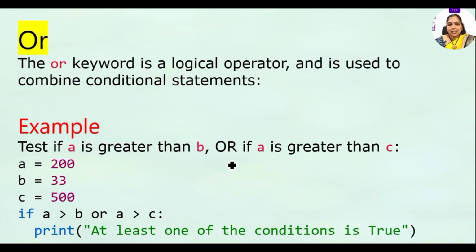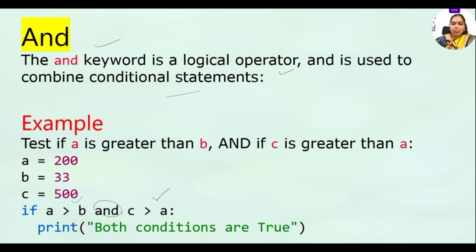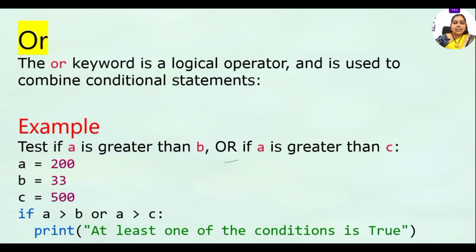Next logical operator is the OR. If you want to use the OR operator: for the AND operator, both conditions have to be true, then only you will get the true statement. For the OR operator, if any one of the conditions is true, we can execute the true statement. So OR is another keyword of logical operator. Here, if any condition is true, then the statement can be executed.